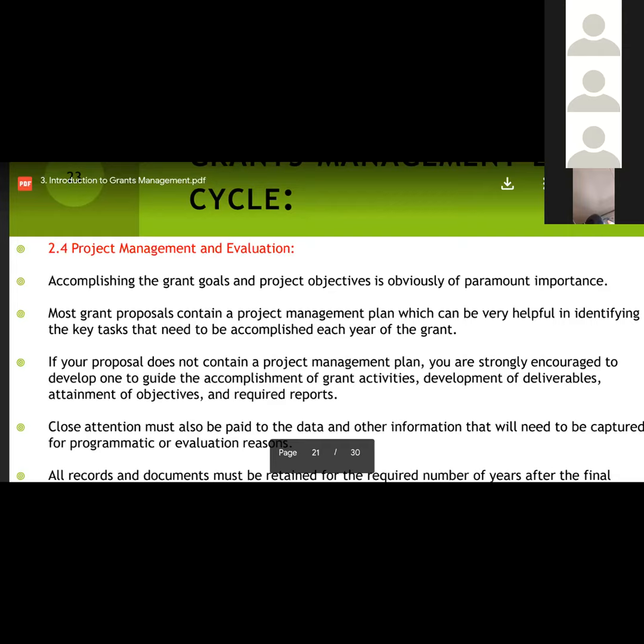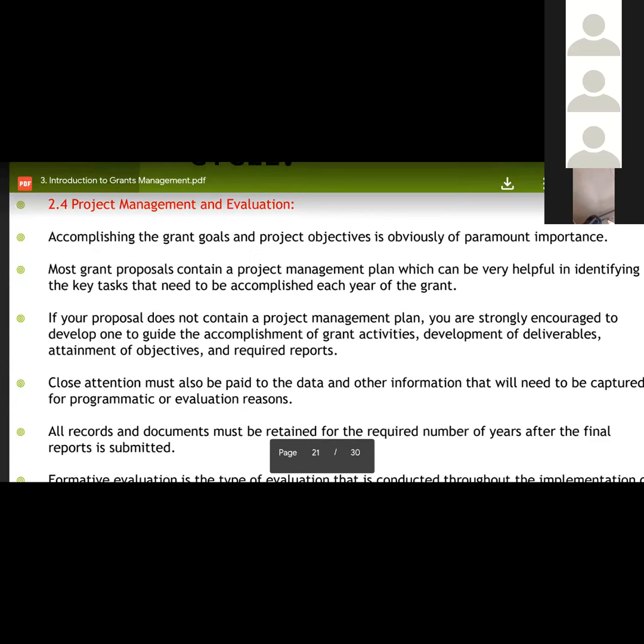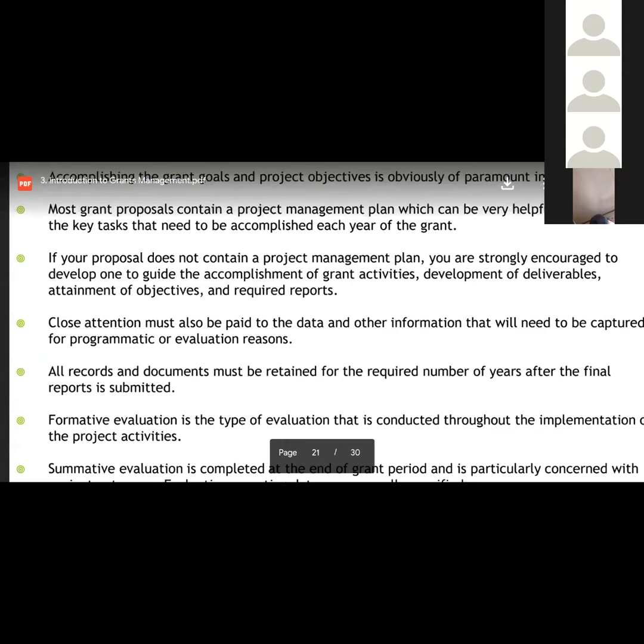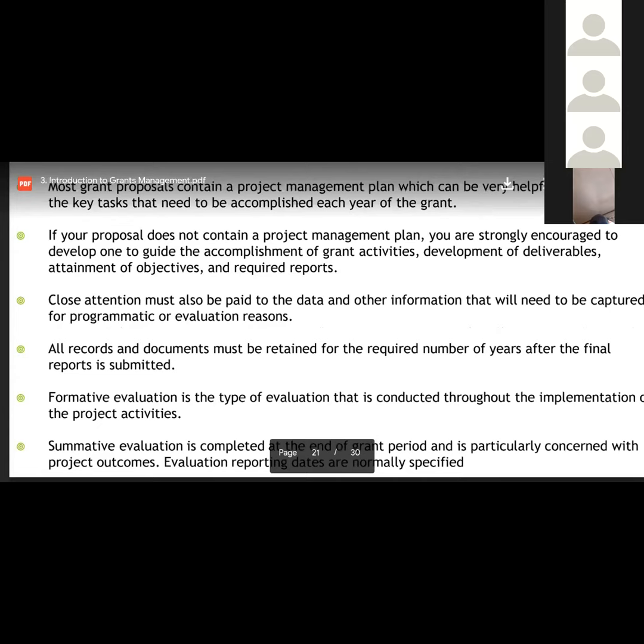Again, the other thing is that close attention must also be paid to the data and other information that will need to be captured for programmatic or evaluation reasons. So it's always good to make sure that we pay close attention to the data and information that we need to capture for programmatic and evaluation reasons. Then all records and documents must be retained for the required number of years after the final reports are submitted. Then, of course, there is what happens in a grant application.